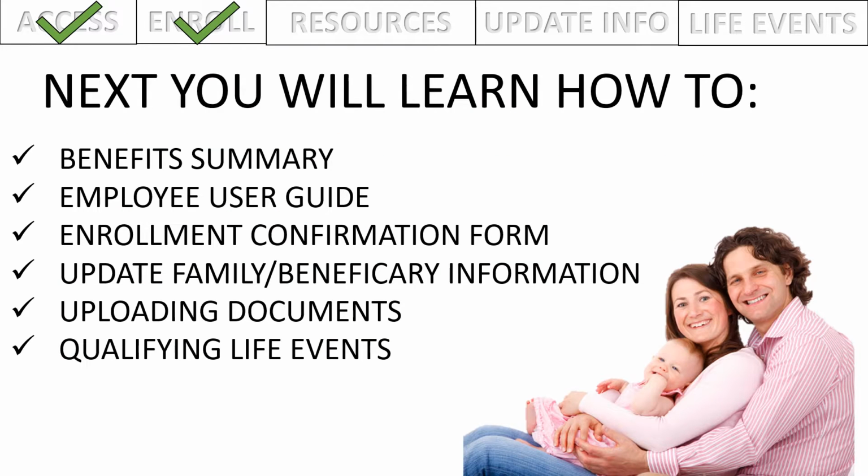We are now ready to move on to the next part of our training. This includes locating resources such as the benefits summary, the employee user guide, and the enrollment confirmation form, learning where to go to update family information, beneficiary information, uploading documents to HR, and finally, making a qualifying life event. Let's log back into Web Benefits and begin our training.